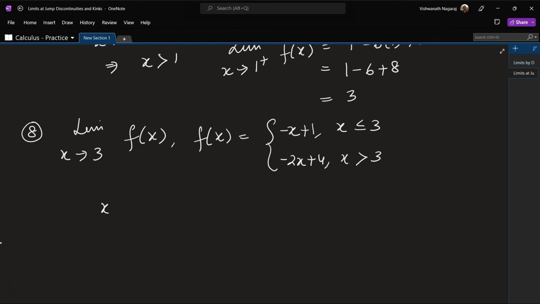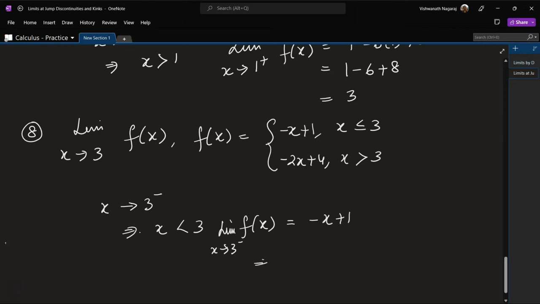So let's take it case by case. As x approaches 3 from the negative side implies that x is less than 3, and in case of less than 3 it can actually become 3, right? So which means the limit as x approaches 3 from the minus side is equal to minus x plus 1, which is equal to minus 3 plus 1, which is minus 2.